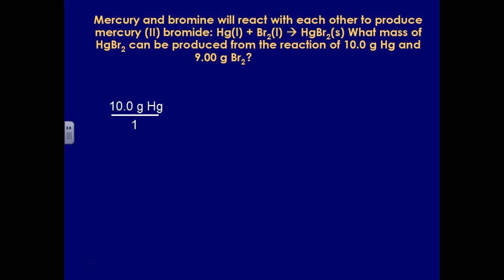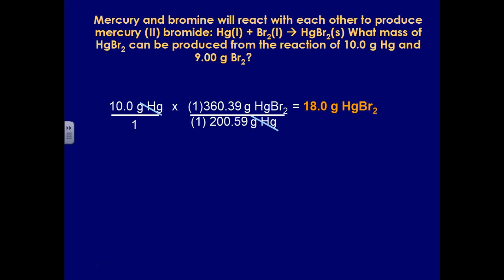So I'm starting with the first reactant, 10 grams of mercury, and I'm going to set up a stoichiometry problem where I go from grams of mercury to grams of mercury 2-bromide. Molar masses go with grams, so 200.59 for the mercury, 360.39 for the mercury 2-bromide. And then I need to look at my balanced equation to relate the substances to one another. They both have coefficients of 1, so we're good to go. The grams of mercury cancel out. I multiply across and divide. 10.0 has the fewest sig figs. It has 3. So when I did the math, I got 18.0 grams of mercury 2-bromide could be made if I had more than enough bromine to completely use up all of that mercury.